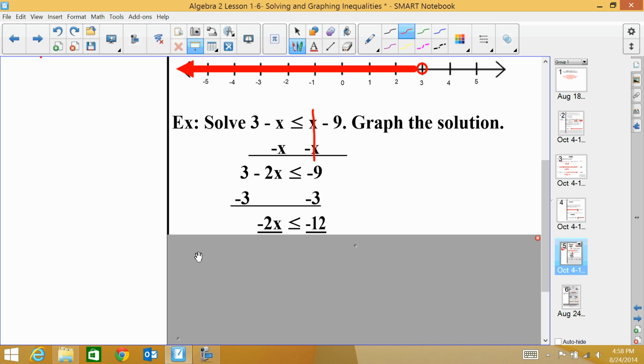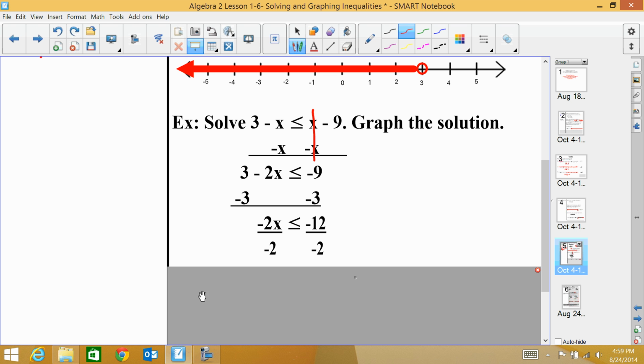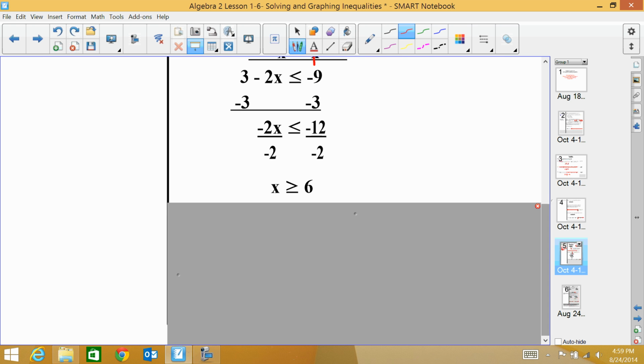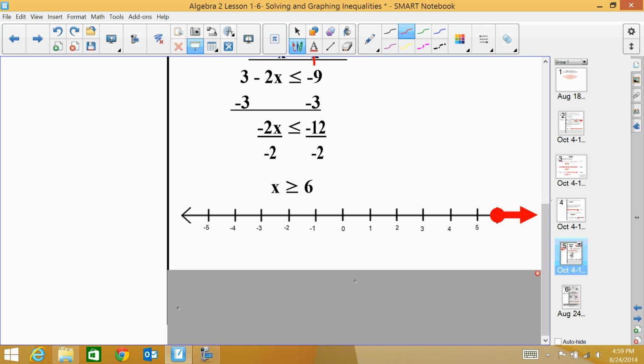And so to get x by itself, we have to divide by negative 2. And I hope you remembered to flip your sign because we divided by a negative number. So if you flip the sign over, you end up with x is greater than or equal to 6. And then we just have to graph that on the number line. So we would find 6 on the number line. We need to decide if it's going to be an open dot or a closed dot. And it would be closed because it has the bar underneath. And the arrow points to the right because it's greater than. So your answer should look something like this. And we can put the 6 underneath here.